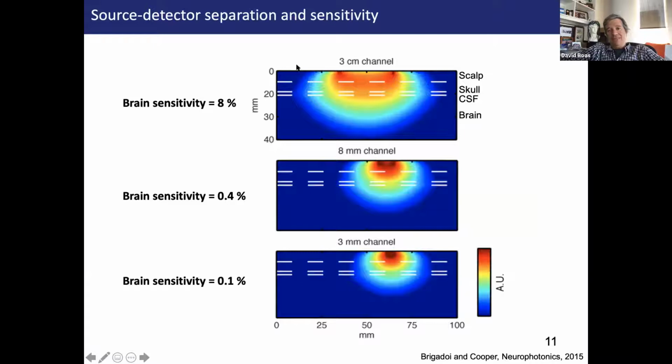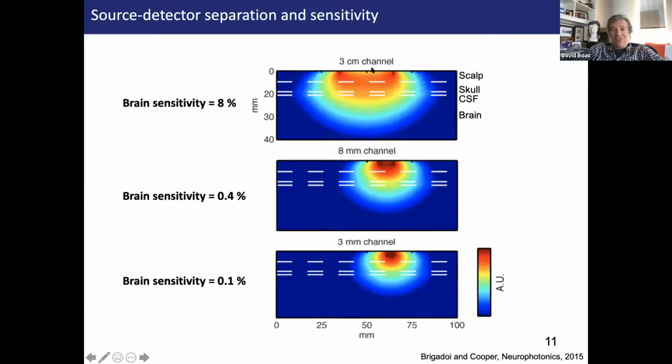So, here in this simple geometry representing the layers of the head, we calculate with a 3 centimeter channel separation, our relative brain sensitivity is 8%. So like 90% of the signal is coming from outside the brain, and only 8% is from the brain. If we make that channel separation, say 8 millimeters, then only 0.4% of the signal sensitivity is coming from the brain, right? So this gives us the idea. We can just use a short separation channel to measure what's happening in the scalp.